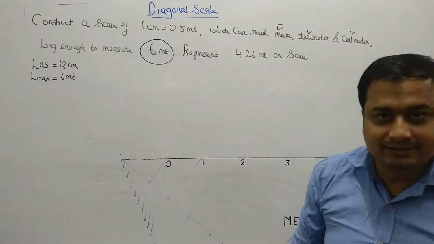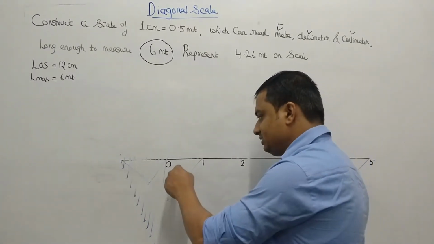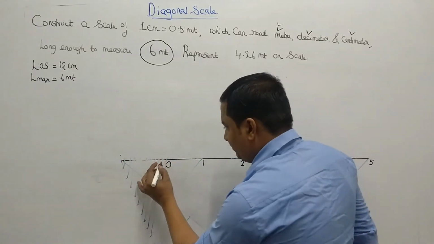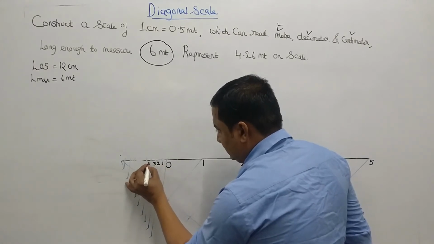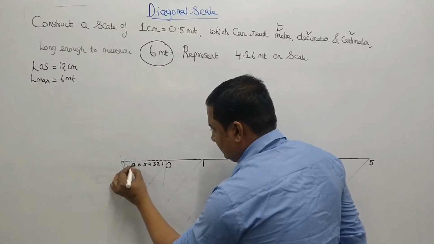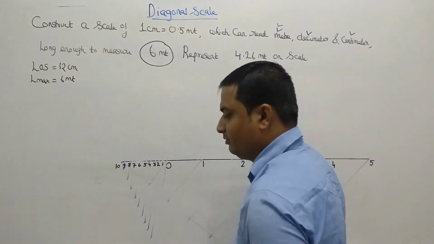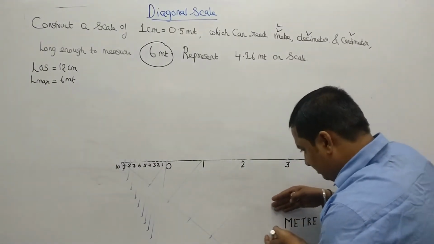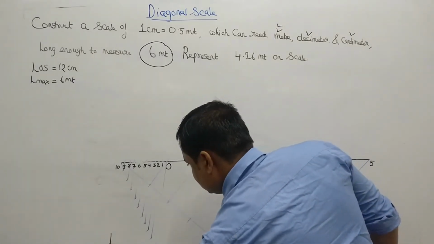Now this is representing decimeter. The reading numbering should start from 0, but we have to move toward the left side. So this will be my 1, this should be my 2, 3, 4, 5, 6, 7, 8, 9, and this would be my 0. So this is representing decimeter. On the same line where I have written meter, I am going to write here decimeter. So this is my decimeter scale.